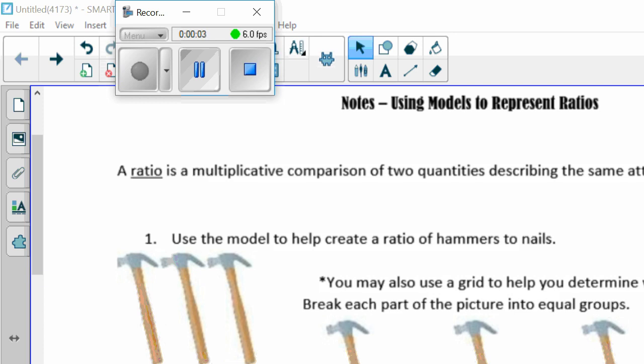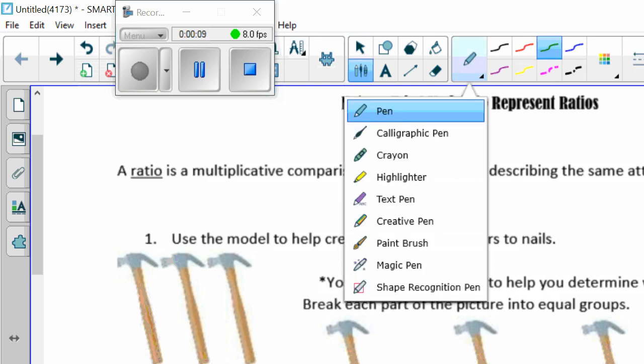Good afternoon, guys. Today you're going to be doing your notes over using models to represent ratios. So first let's go over what a ratio is.